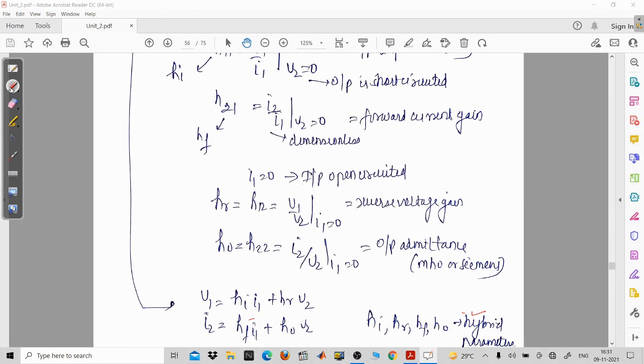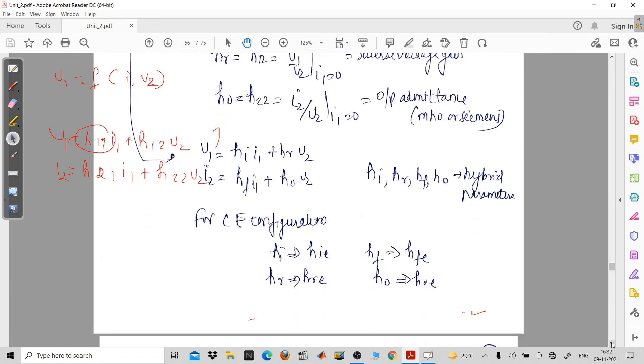Initially V1 was equal to H11 I1 plus H12 V2. We started with the function of I1 and V2, so we have represented V1 in terms of I1 and V2. Now I2 will be equal to what? This will be H21 into I1 plus H22 into V2. Now you can replace H11 because it is similar to the impedance parameter. This is the forward gain parameter, reverse gain parameter, output admittance parameter. So what we have done here is replaced all the H11, H12, H21 and H22 by HI, HR, HF and HO. Fine. So these are called the hybrid parameters.